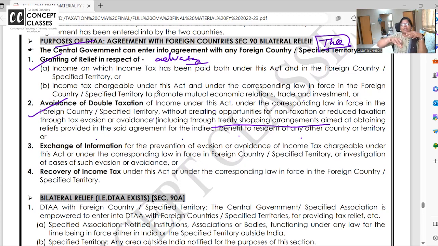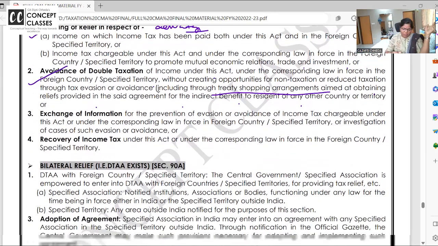But then we are doing the transaction through a third country. We are going to tax haven countries, and then I am opening a branch just so that I can do the transaction with USA in the tax haven country, where there is no tax or zero tax. So these kinds of undue benefits are not allowed.